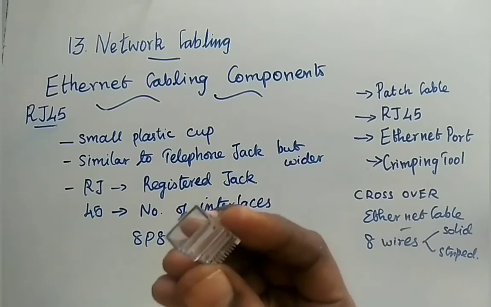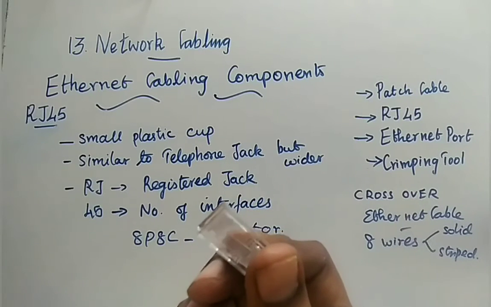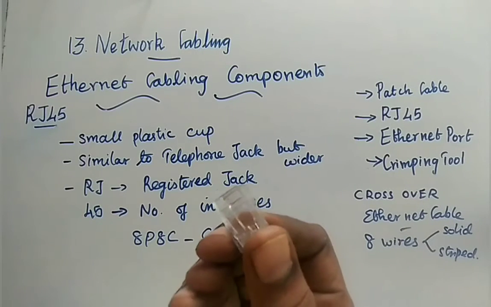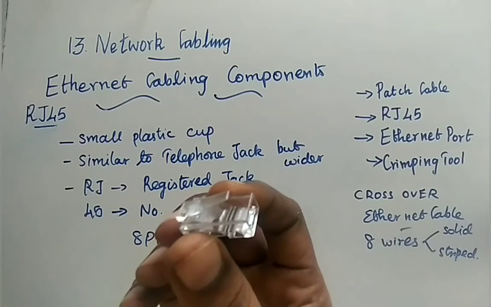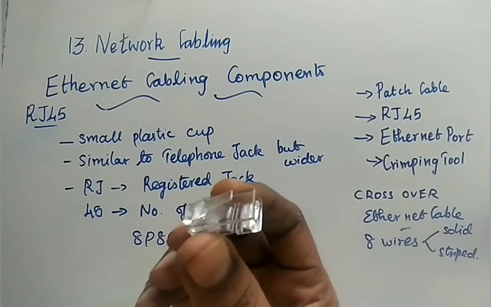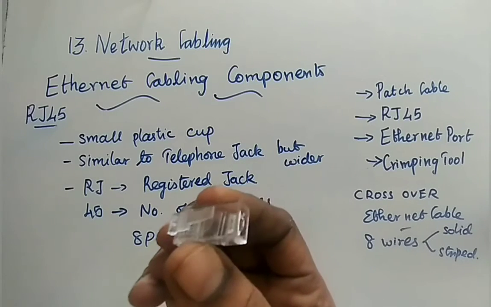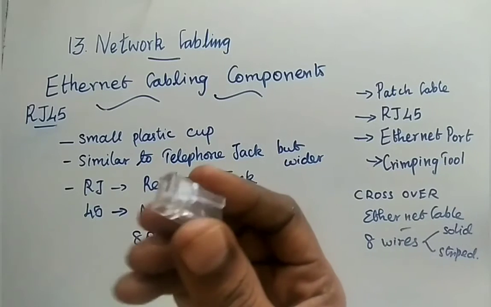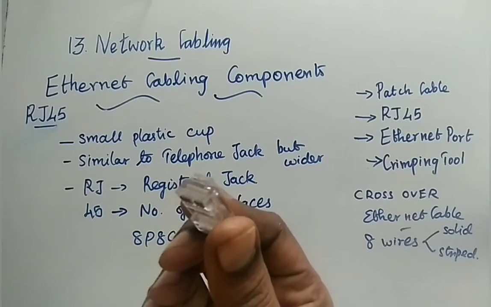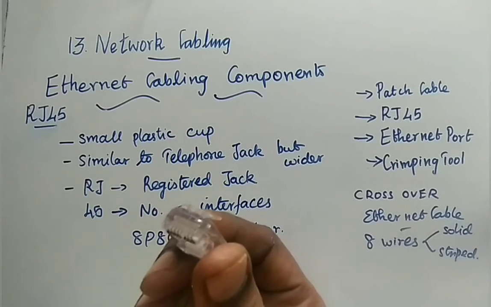It is like a small plastic cup, similar to your telephone jack, but somewhat wider. RJ is nothing but registered jack, and 45 is the number of interfaces. It is also going to have another name: 8P8C. 8P is 8 positions, and the next one, 8C, is 8 connectors.